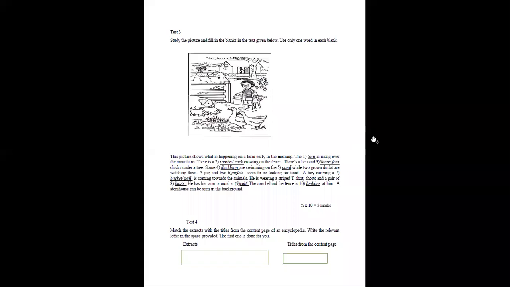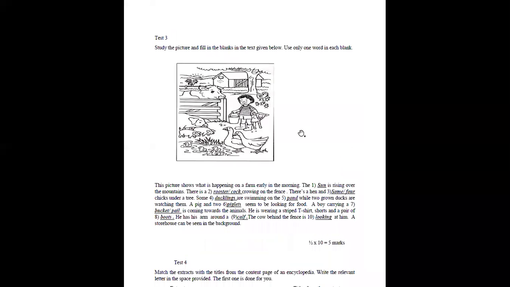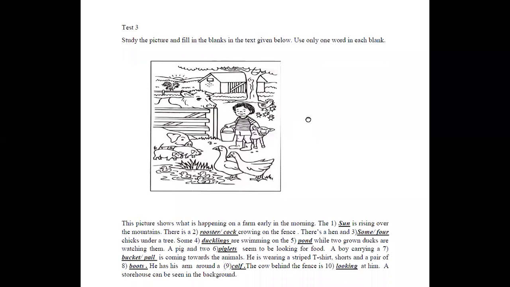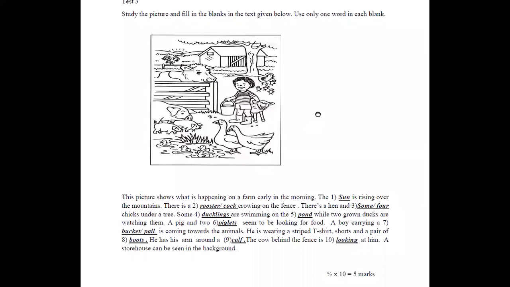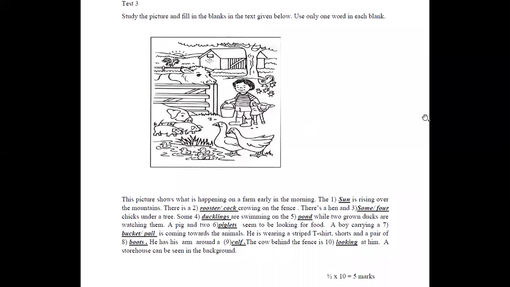As you can see, there is a picture. Just like there are some animals, and there is a boy and a house, tree. There are some pictures and objects in there. So let's read the question first.